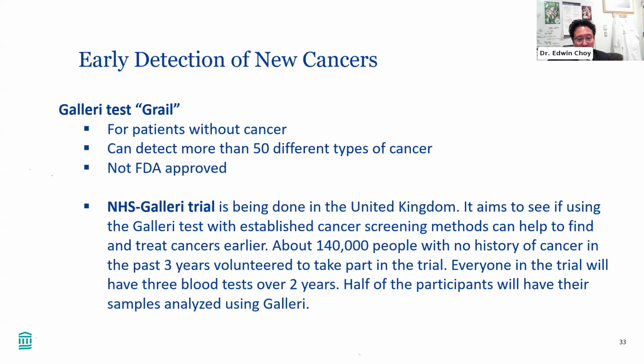Right now, there's a trial being done in the United Kingdom called the NHS Galleri trial, and it looks to see if this test can be helpful when performed in conjunction with standard cancer screening methods to help find and treat cancers even earlier than you can with normal screening. Their goal is to test about 140,000 people with no history of cancer. Everyone in the trial will have 3 blood tests over 2 years. Half the participants will actually be tested with the Galleri, and the other half will not, to see if testing with Galleri will actually improve survival, cure rates, diagnosis, and other benefits.